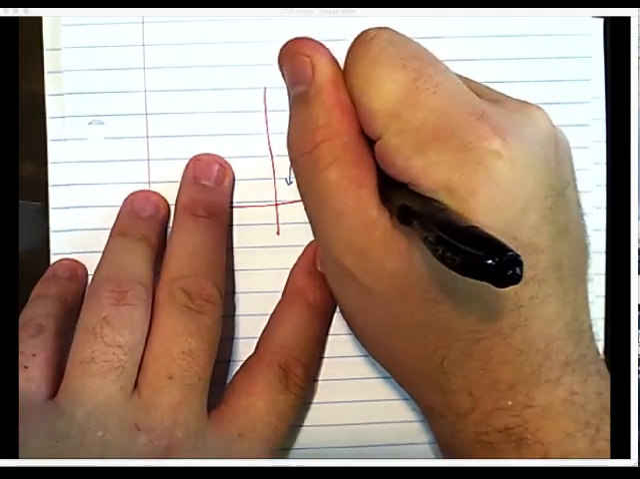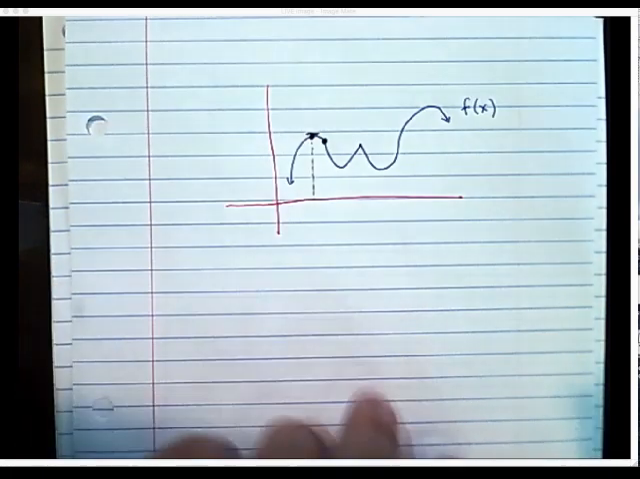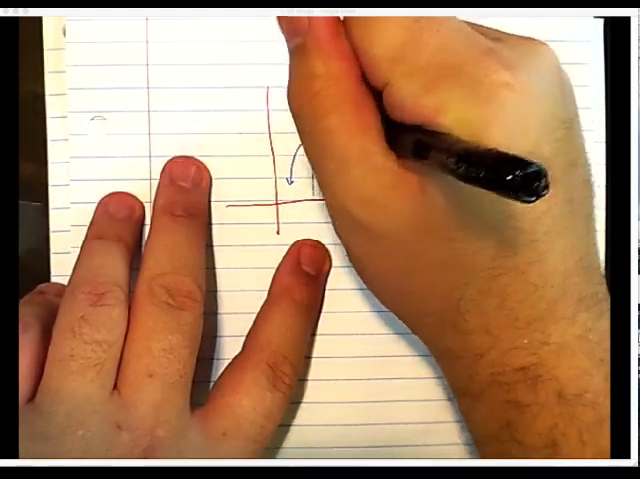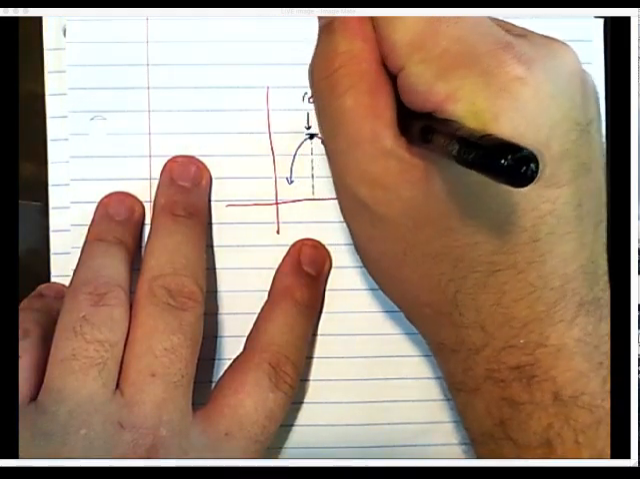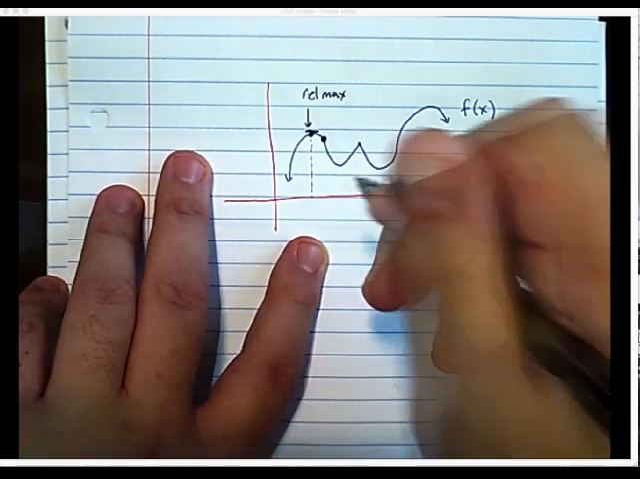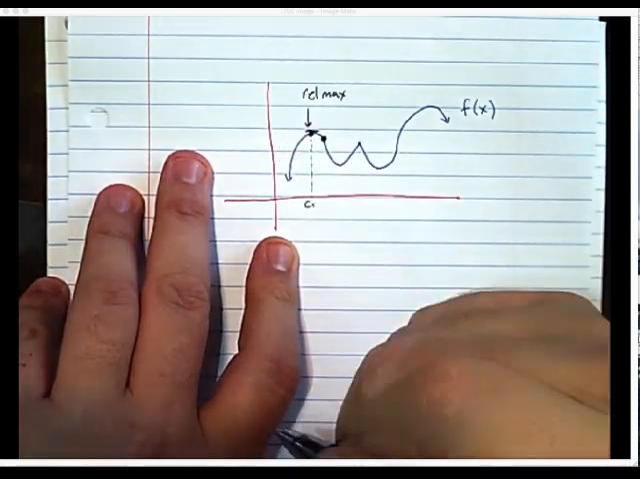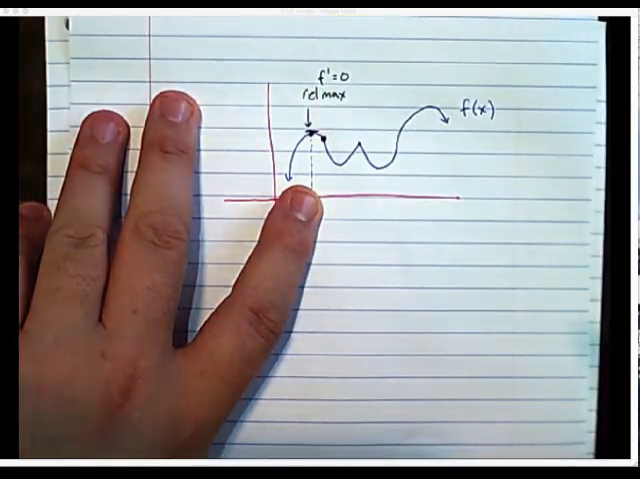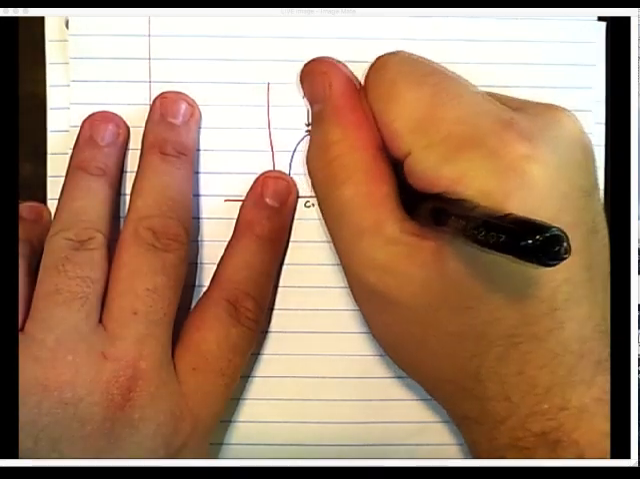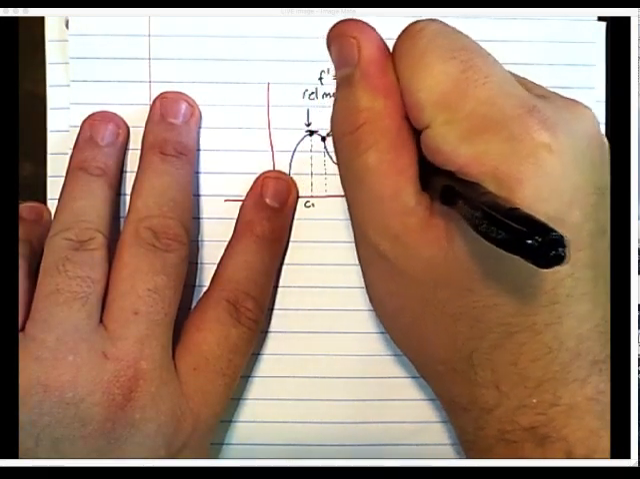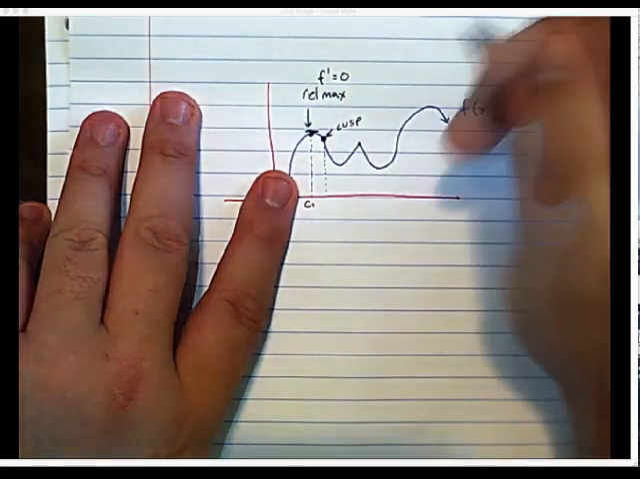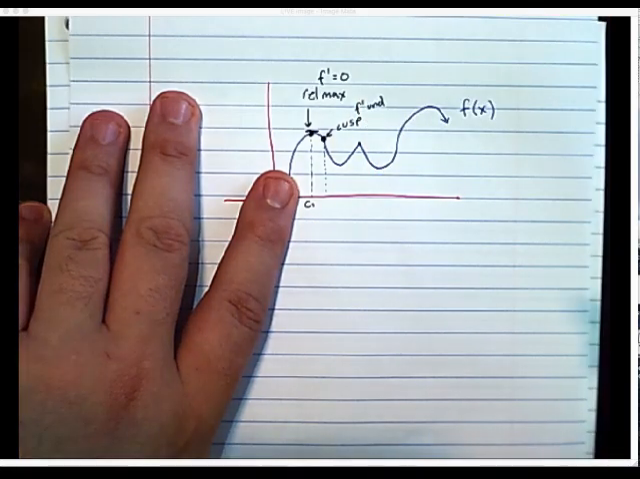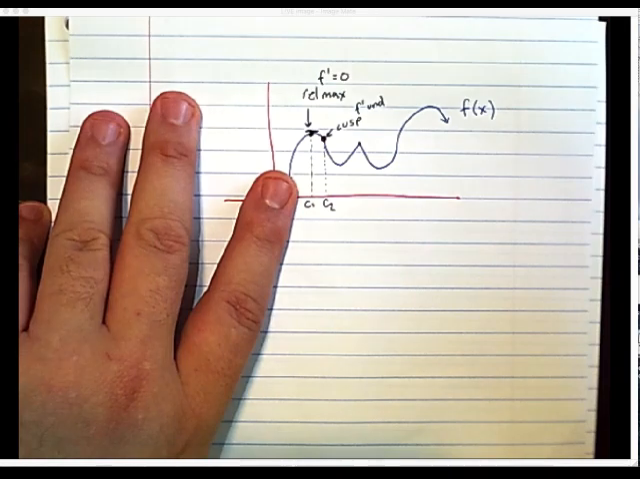At this point, if I drew in a tangent line, the tangent line would have a slope of 0. So this is a relative max. At relative maximums, this is a critical point. Why? Because f prime would equal 0. Now here, this is a cusp. And what do you know, at cusps, f prime is undefined. So that would also be a critical value.